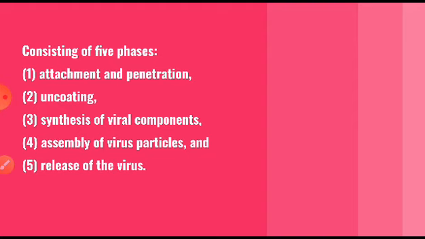So like that, there are 5 different phases, and every phase is one potential target. You can have attachment inhibitors, penetration inhibitors, uncoating inhibitors, synthesis of viral component inhibitors. Like that, you can make different drugs to inhibit all these processes, and we have most of the drugs.